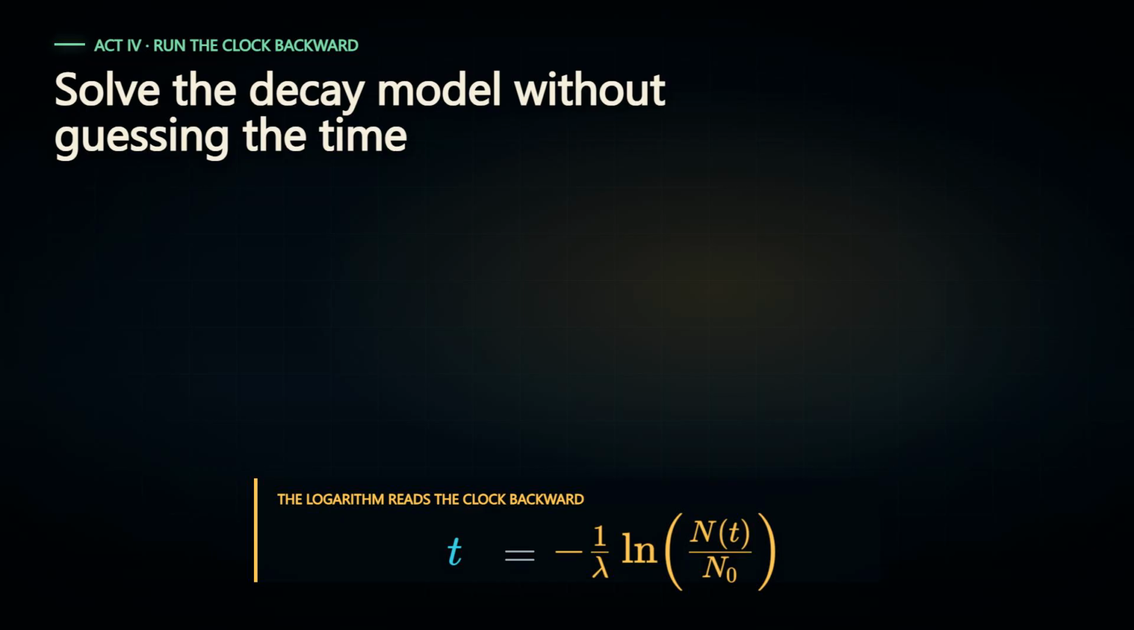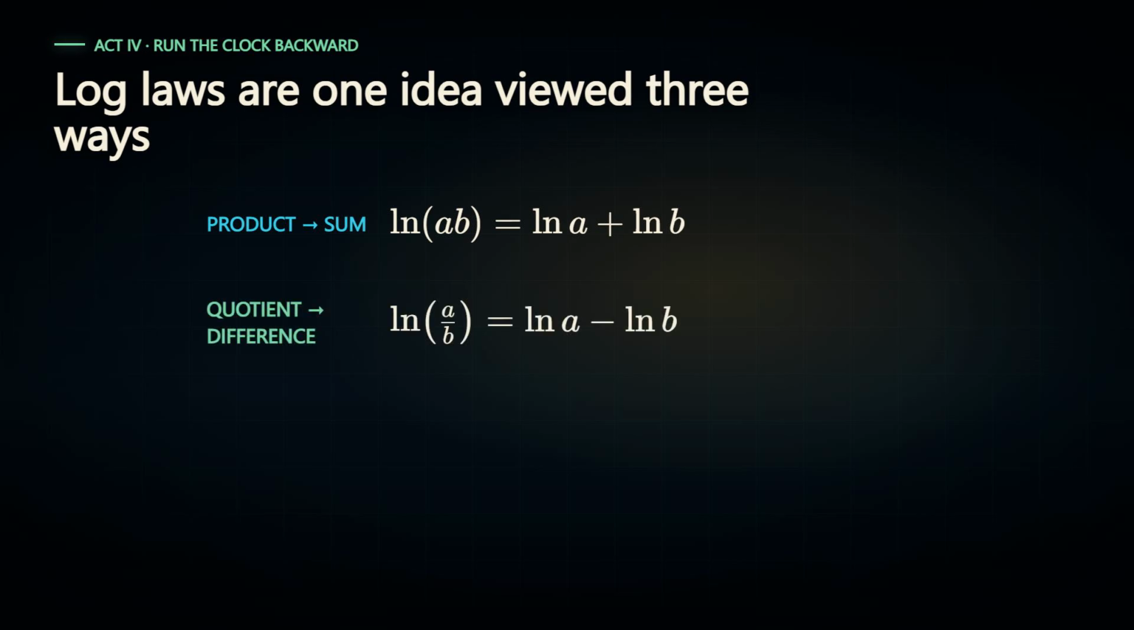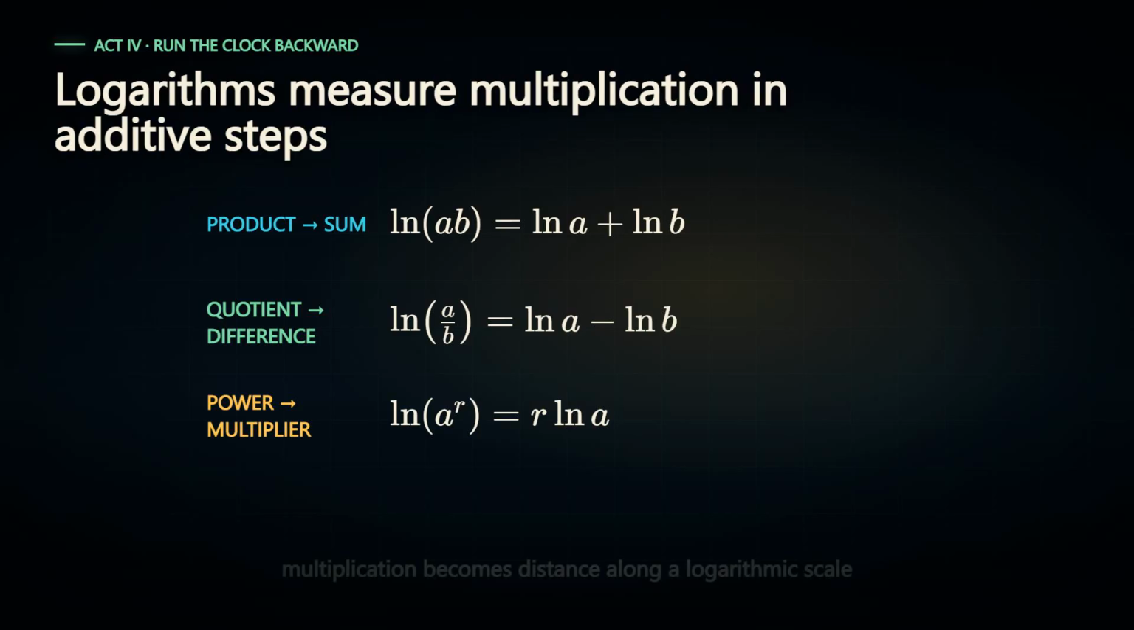Why can the logarithm expose an exponent? Powers turn added exponents into multiplied factors. Logarithms reverse that translation. A product becomes a sum, a quotient becomes a difference, and a power drops in front as a multiplier. These are not separate rules to memorize. They all say that logarithms measure multiplication in additive steps.